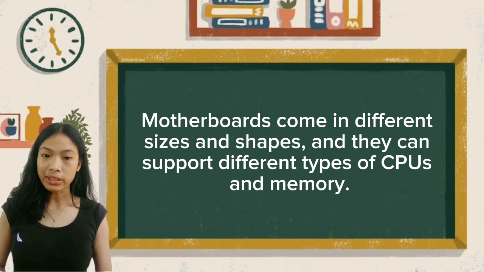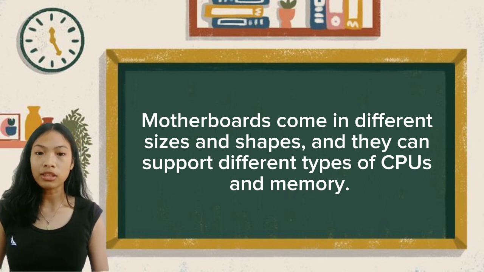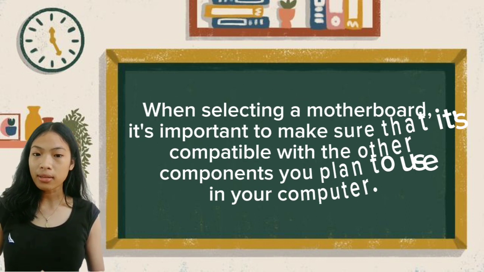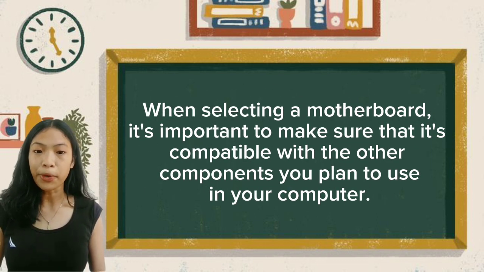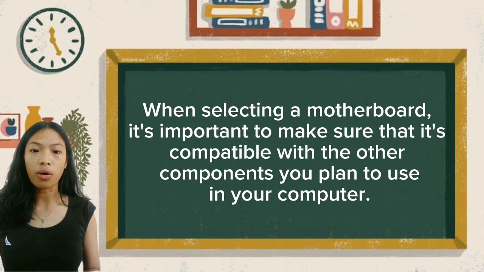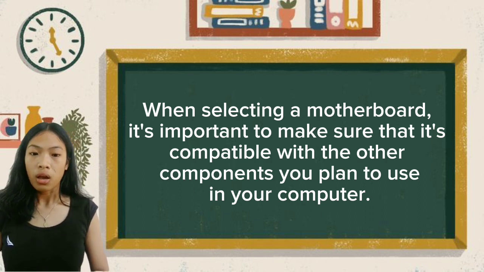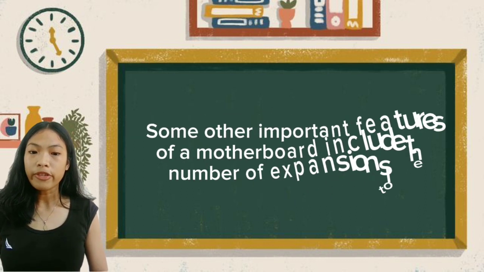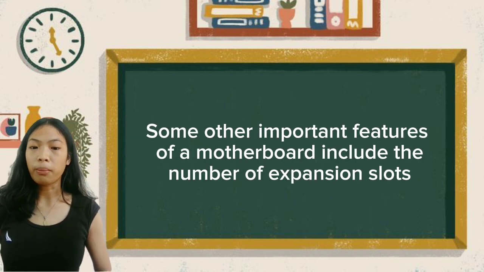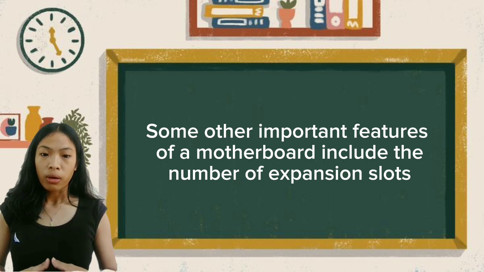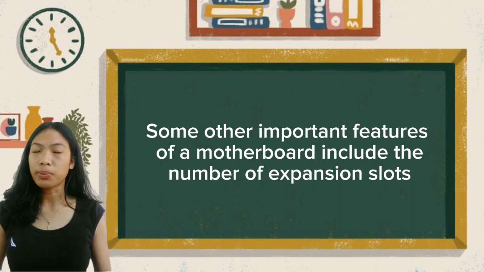Motherboards come in different sizes and shapes, and they can support different types of CPUs and memory. When selecting a motherboard, it's important to make sure that it's compatible with the other components you plan to use on your computer. Some of the other important features of a motherboard include the number of expansion slots.